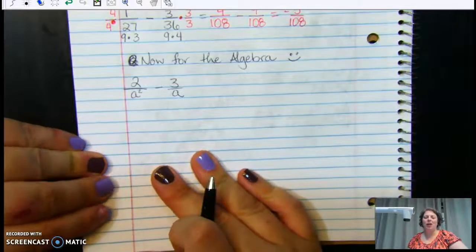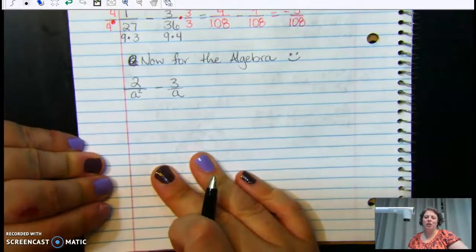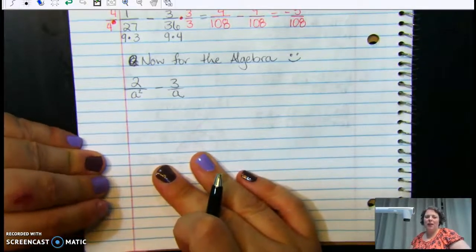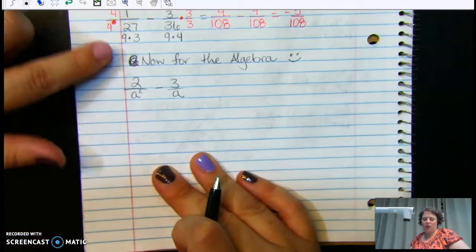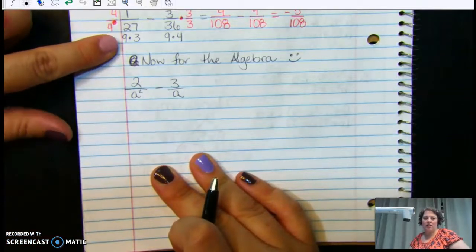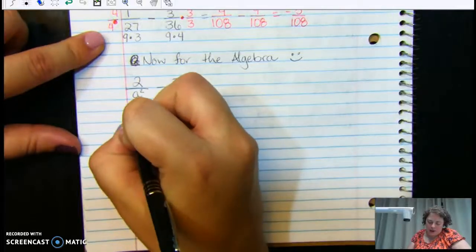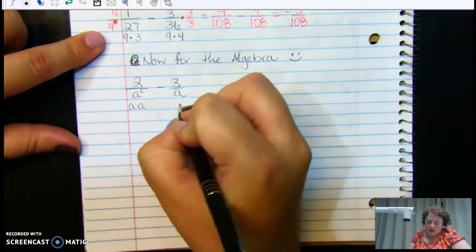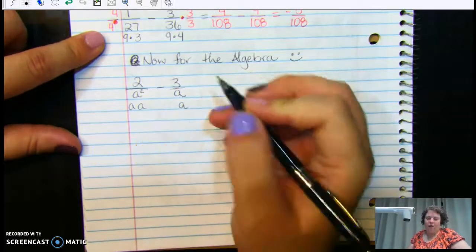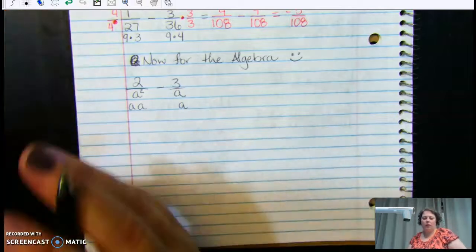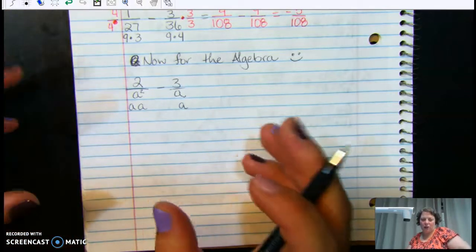Okay, so we're working on adding and subtracting rational expressions. So now we're going to do the algebra. And I'm going to do the algebra version very similar to how I did this one. I'm essentially going to imagine my denominators as if they were in factor form or as factors.